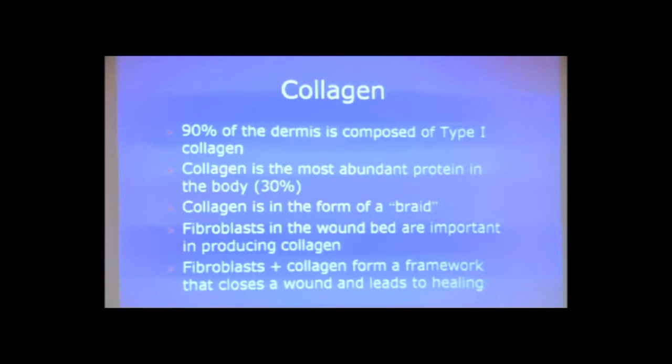We see that collagen is the most abundant protein in the body, comprising 30%. And it's in the form of a braid. It's a tightly coiled triple helix. And I'm going to show you a picture of that in a second.